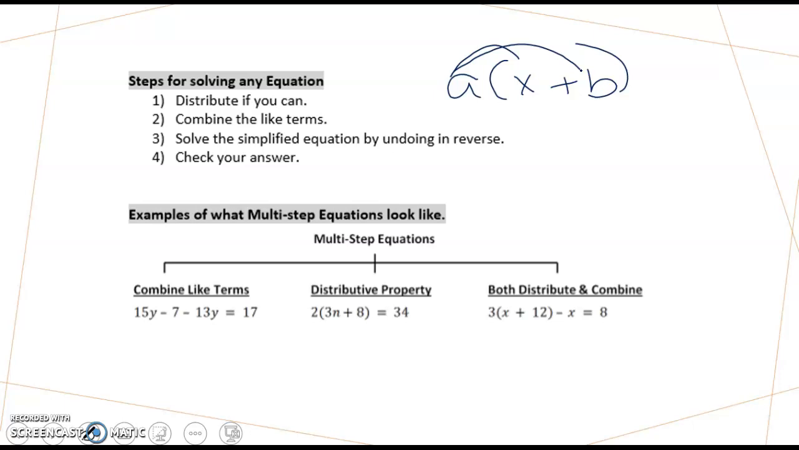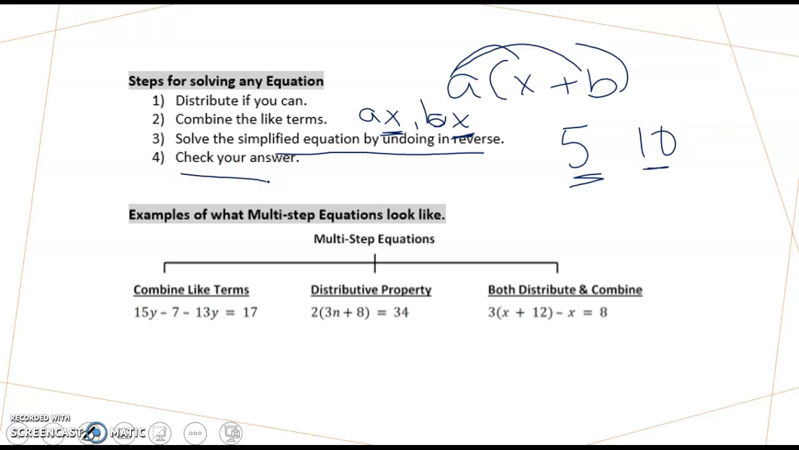Then you need to combine like terms. If you have AX and BX, those are like terms because they have the same variable with the same exponent. Constants, 5 and 10, those are like terms because you can simplify those. Simplify the equation by undoing the reverse. If you were adding, you would subtract. If you were multiplying, you would divide. And always check your answers.